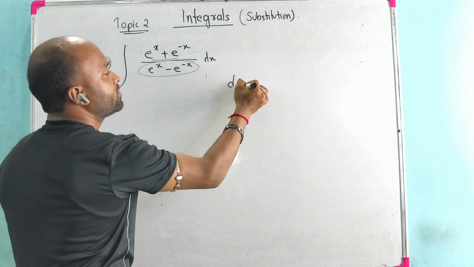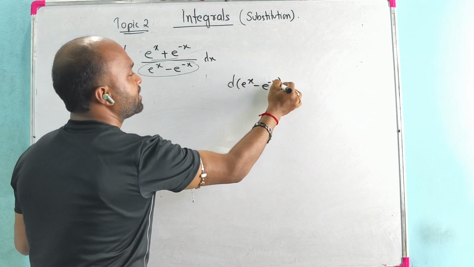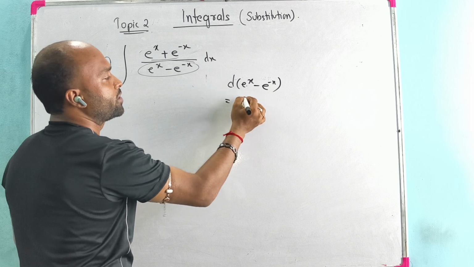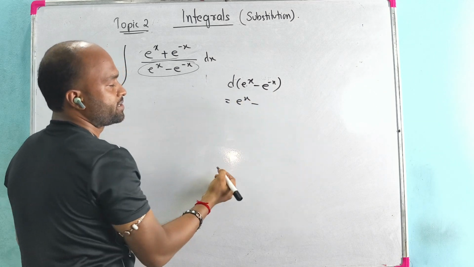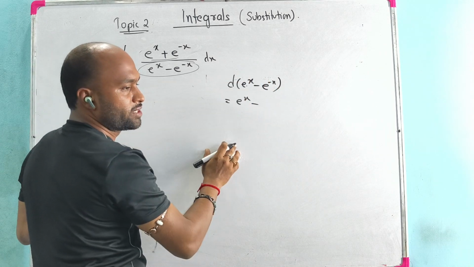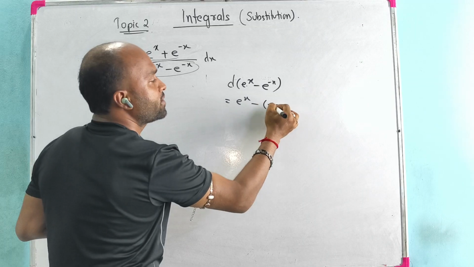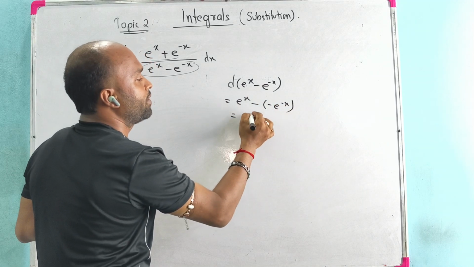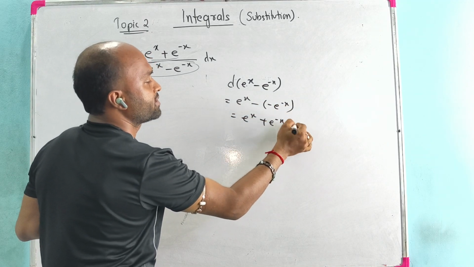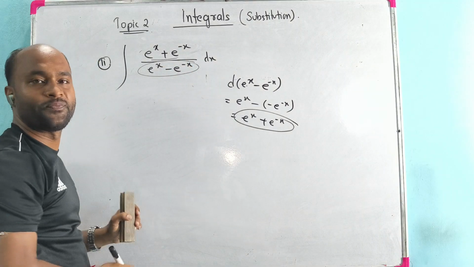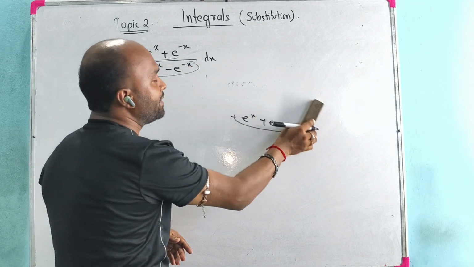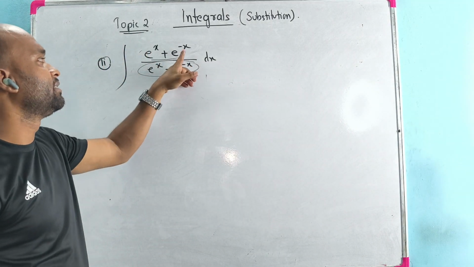Now take a simple example. If I take d/dx of e^x minus e^(-x), then d/dx of e^x means what? e^x, right? Minus d/dx of e^(-x), which is how much? Minus e^(-x). It means e^x plus e^(-x). See, this term is there. Clear? So we get the idea that the derivative of this is there now.